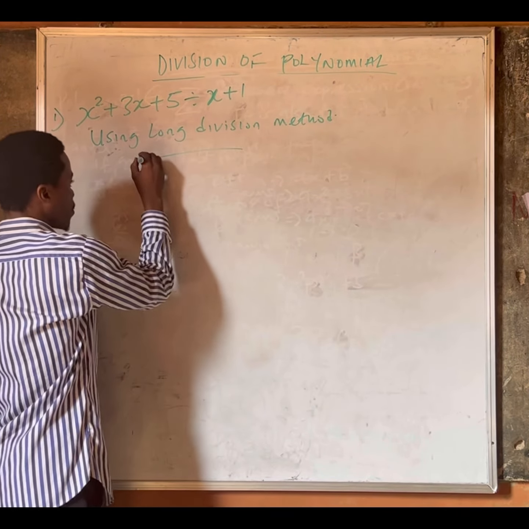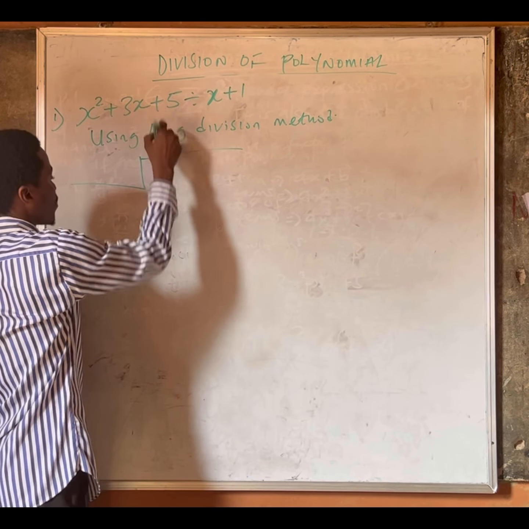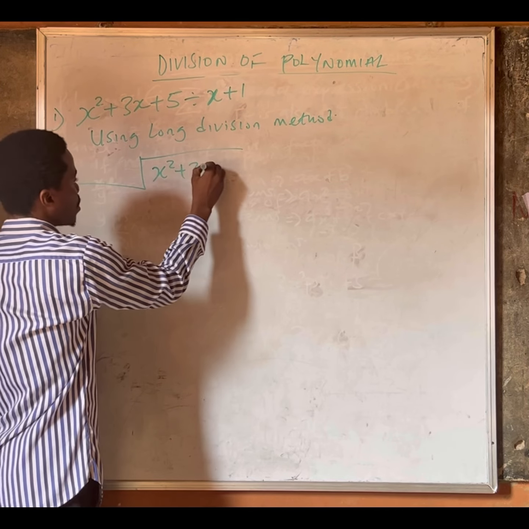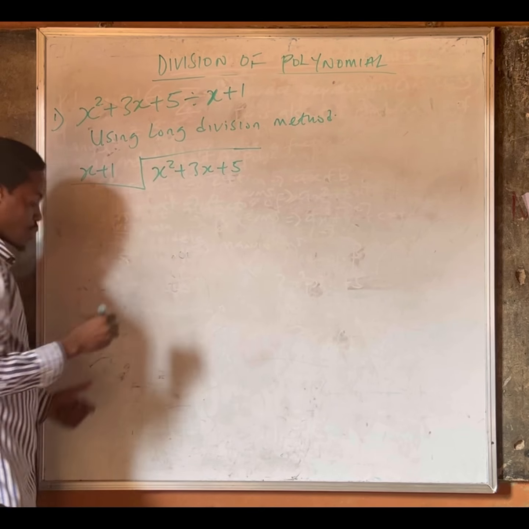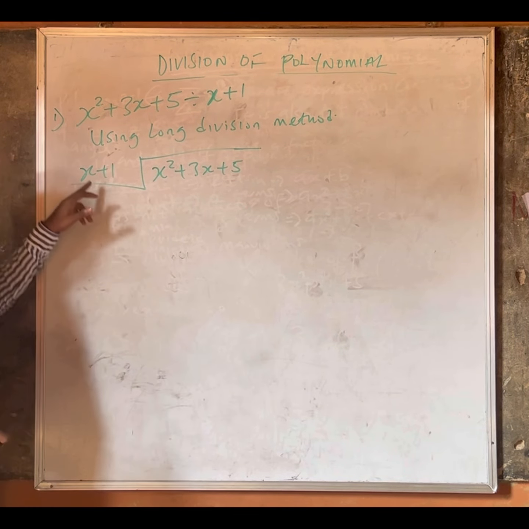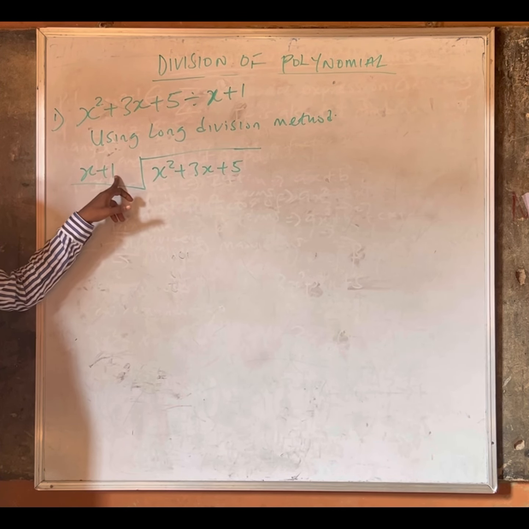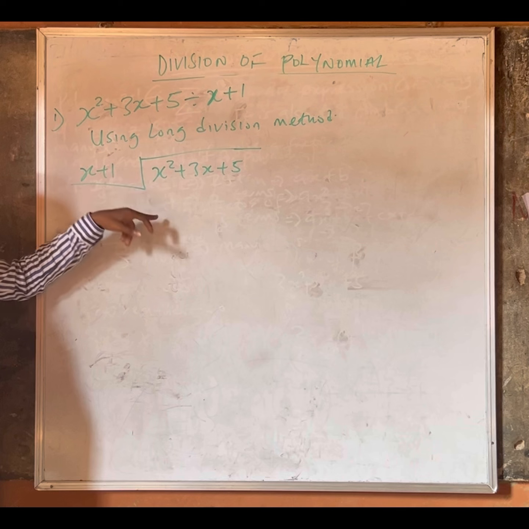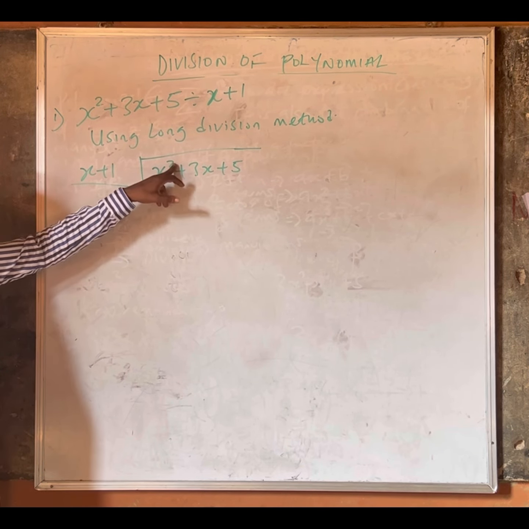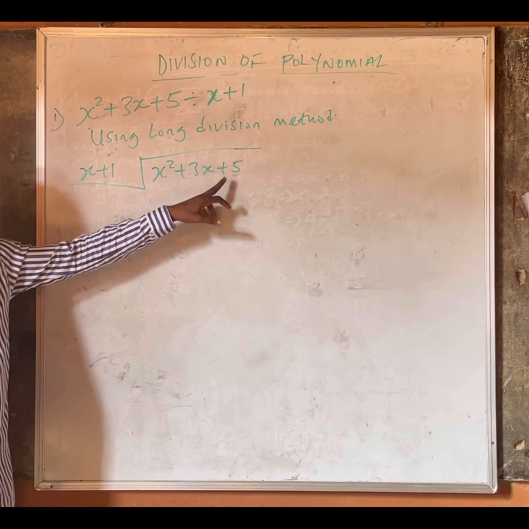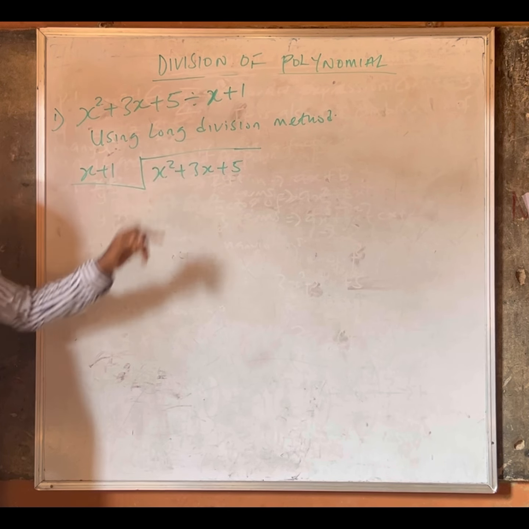So we have this as this: our x squared plus 3x plus 5, then our x plus 1. From here, x plus 1 is our divisor, which is our y that I explained earlier in the introduction of divisions of polynomials. Then our x squared plus 3x plus 5 is our dividend, and here is our quotient.